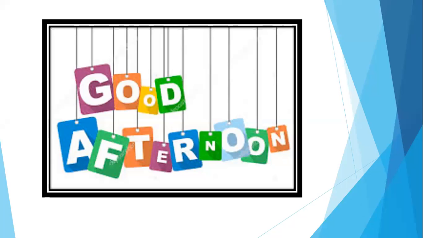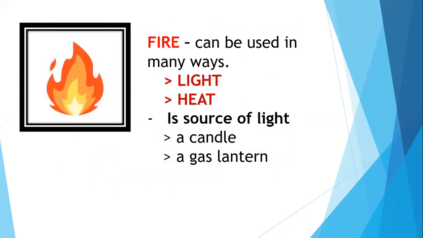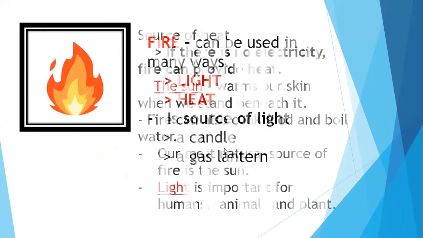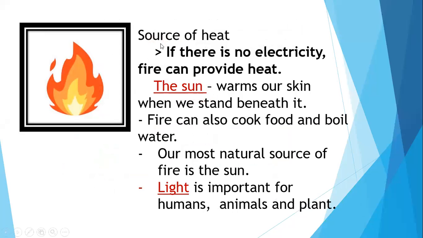So this morning you learned about the facts of fire. So let's read it again. Fire can be used in many ways. It could be light or heat. It is a source of light, for example, a candle, a gas lantern. These two could be a source of light. Fire is also a source of heat. If there is no electricity, fire can provide heat.